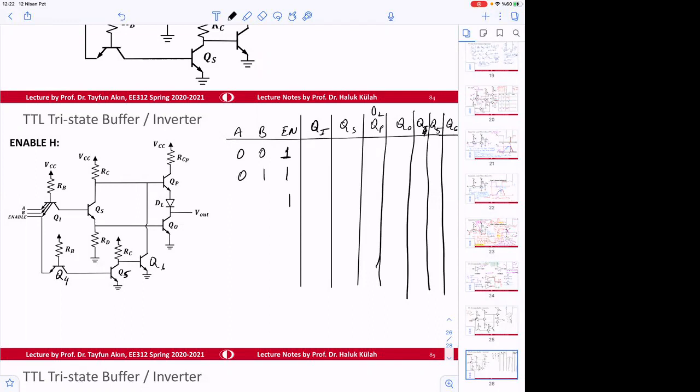So I'm looking from a different perspective now. Maybe I shouldn't have done this. It would be better to put the enable in the first column. Okay, I'm switching my concept here. This is A, this is B, and this one is enable. And then I started with the other way around, enable 1.